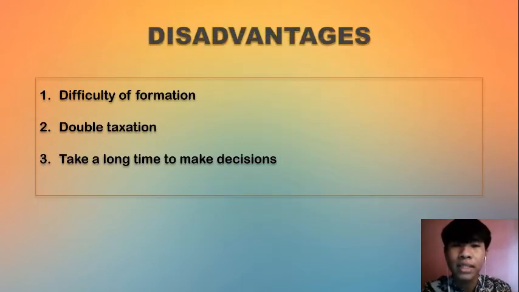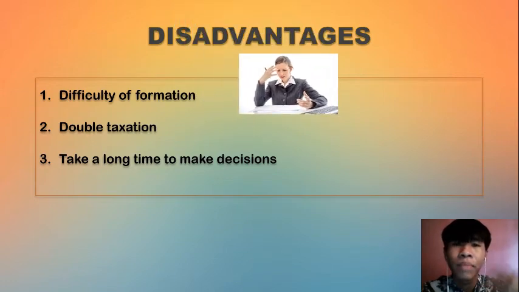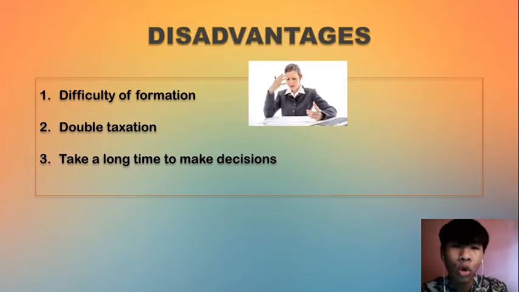The first one is difficulty of formations. Before the formation, it needs to go through 9 procedures that takes 2 weeks to complete, and the application should be sent to the Companies Commission of Malaysia, aka CCM, to make certain of the availability of the proposed company's name.